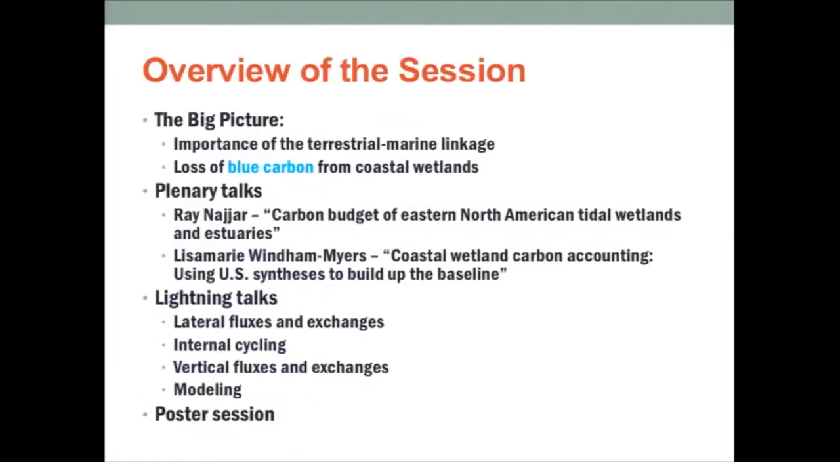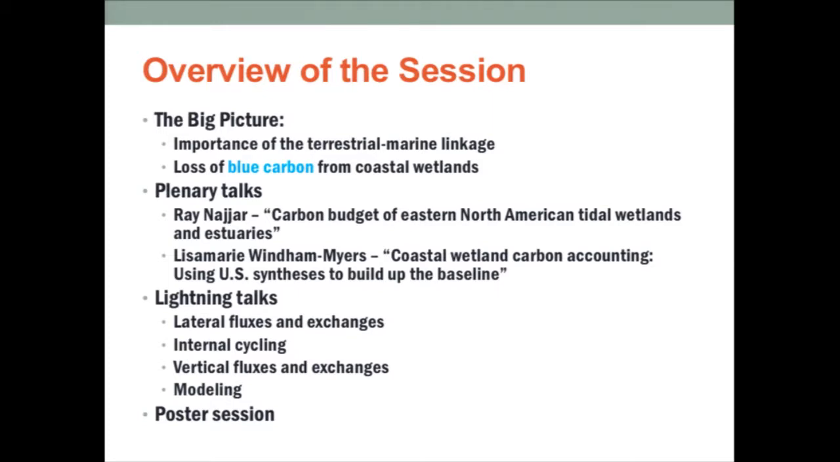And the actual overview of what we're looking at here, which is the importance of the terrestrial and marine linkage. We're going to focus in on tidal wetlands, and that's going to be the main focus here. And this term that you have probably heard, blue carbon.